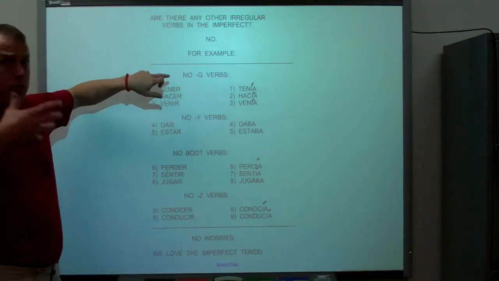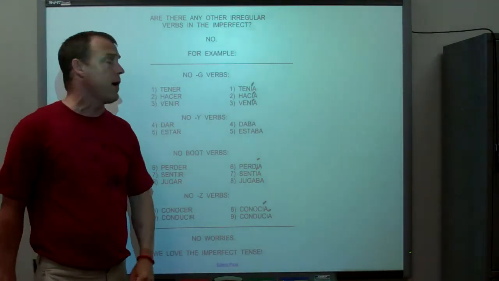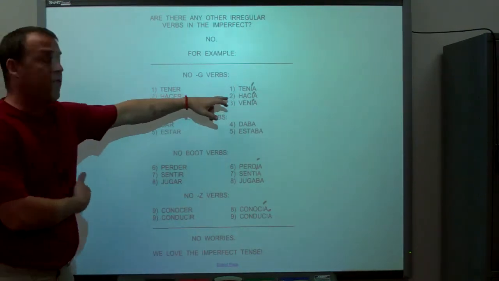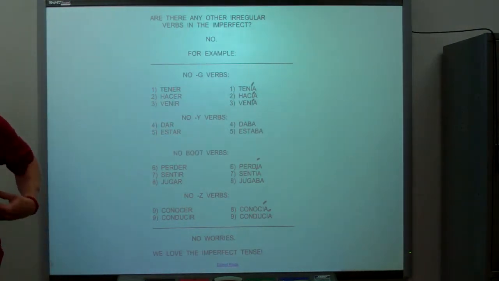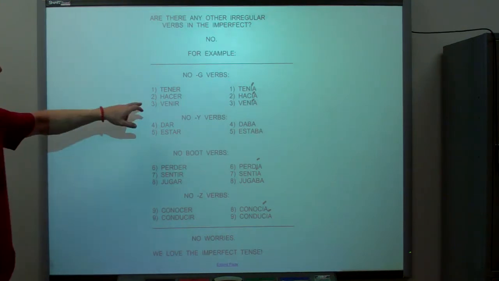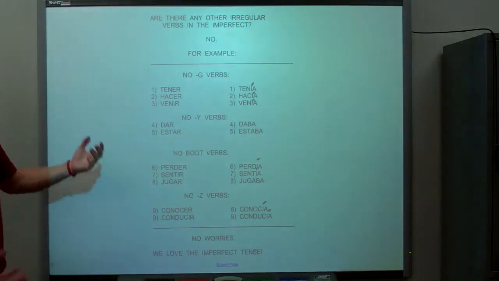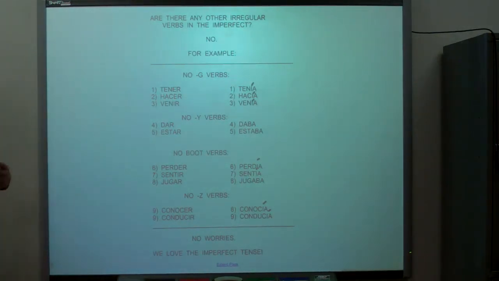Does tener trick in the past? No. Tener turns into tenía. Hacer in the present tense is hago, but in the imperfect, it's hacía. He always did, or he always made. Venir in the present tense is vengo, but in the imperfect, it's venía. Yo venía, I always came, or I was coming.